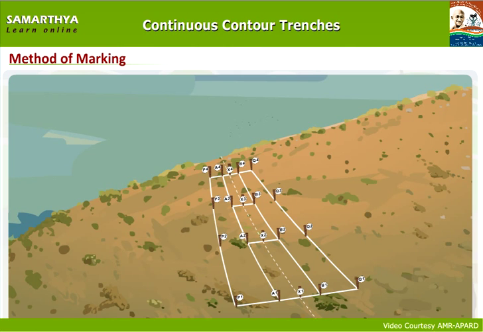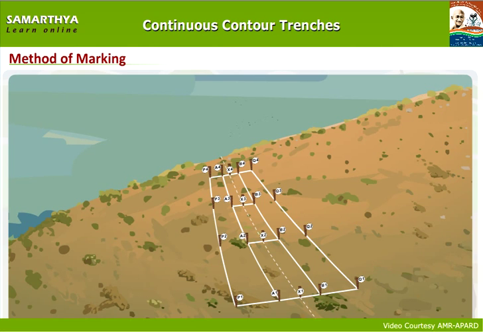The distance of 0.9 meters between P1, P2, P3, P4 and Q1, Q2, Q3, Q4 indicates the upper width of the trench. Continue this way around the hill.